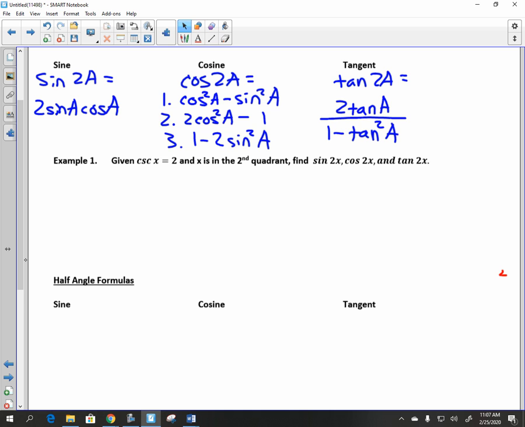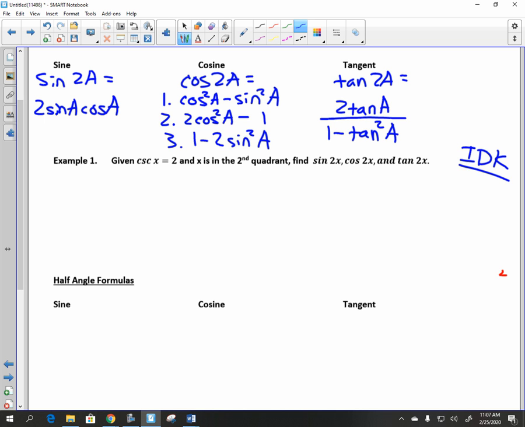Are you ready? This is a problem that you would get on your test. This is where people write IDK. All right? That's what I get for this one. It says, given that cosecant of x is 2, and x is in the second quadrant, find sine of 2x, cosine of 2x, and tangent of 2x. What the heck does that mean?